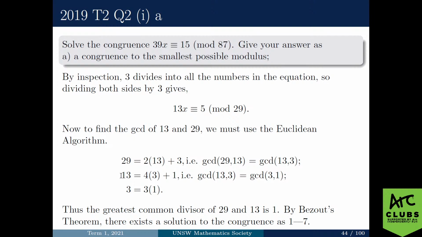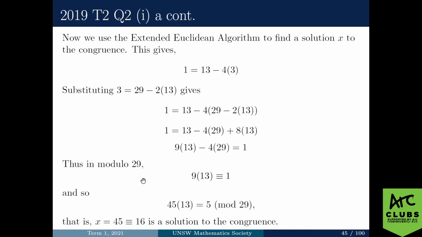So now we can just keep going. 13 is equal to 4 times 3 plus 1. So now our a and b have transferred to the b and r, which is 13 and 3. And our new b and r is 3 and 1. And the GCD of 3 and 1 is just 1. So the greatest common divisor of 29 and 13 is 1, and there is a solution to the congruence as 1 divides 5.